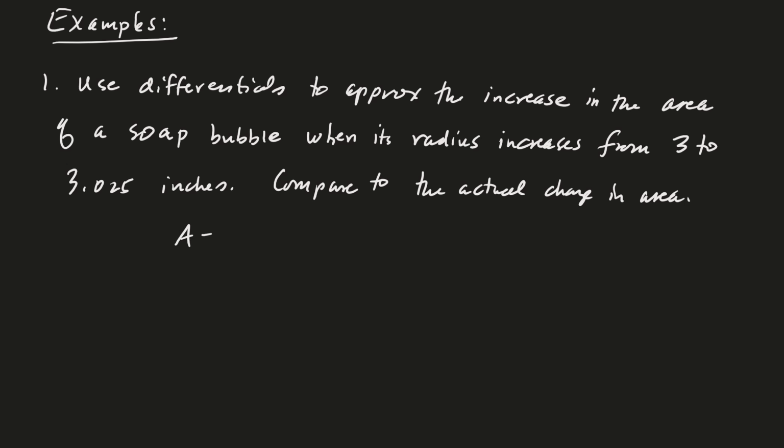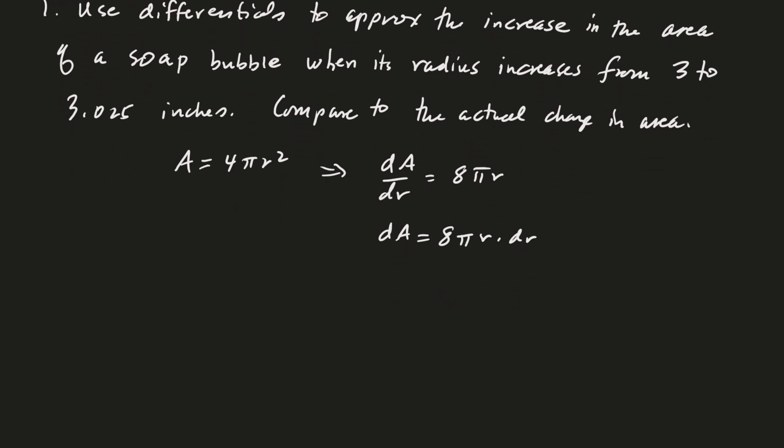The surface area of a sphere is 4 pi r squared. Right, so then we could say that dA over dr is equal to 8 pi r. You could rewrite that in terms of our differentials by saying that dA is 8 pi r times dr. Good, now we just have to plug in our numbers.